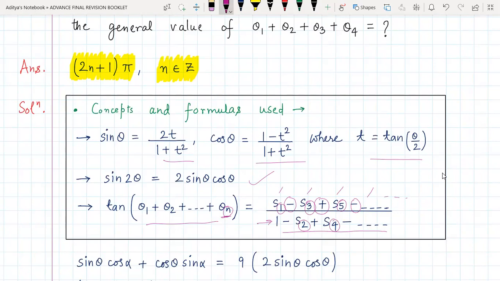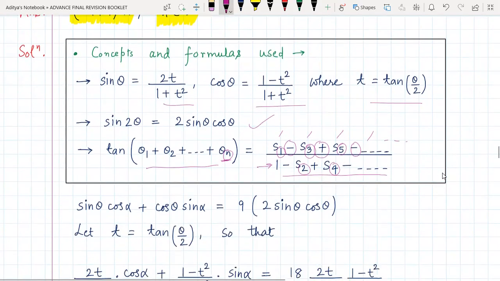And what is the meaning of Sr? Sr is simply the sum of the terms tan theta 1, tan theta 2 up till tan theta n taken r at a time, that is Sr. So this is a very important formula that we should always remember. Now let us have a look at the solution.